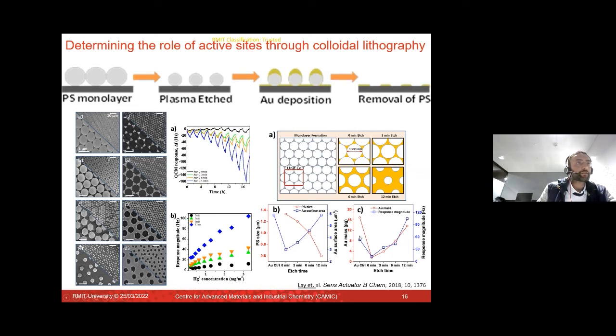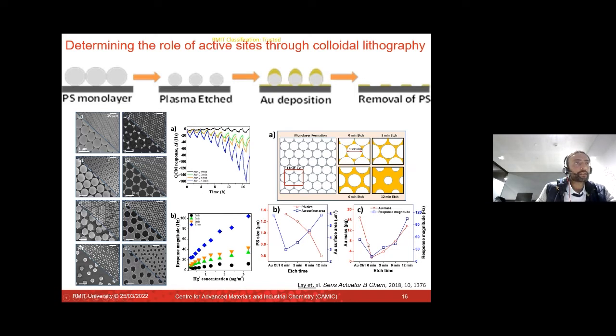On the right side, we see the same thing with the gold mass. Okay, the mass of the gold control is, of course, the highest. Once you do the etching, you're depositing less gold. Of course, those triangles have less gold, and as you're increasing the etching time, your gold mass increases again.